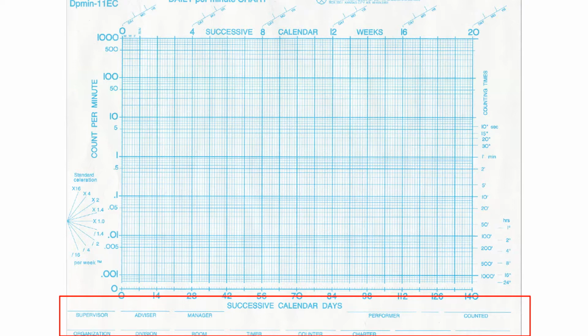The setting details go in the blanks in the bottom left. Finally, in the counted blank, briefly summarize what behaviors you're charting and put the symbols you use to represent them right next to them.